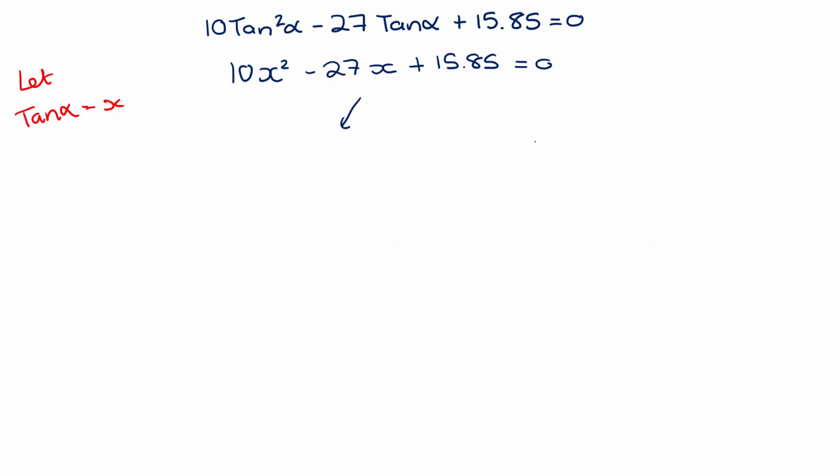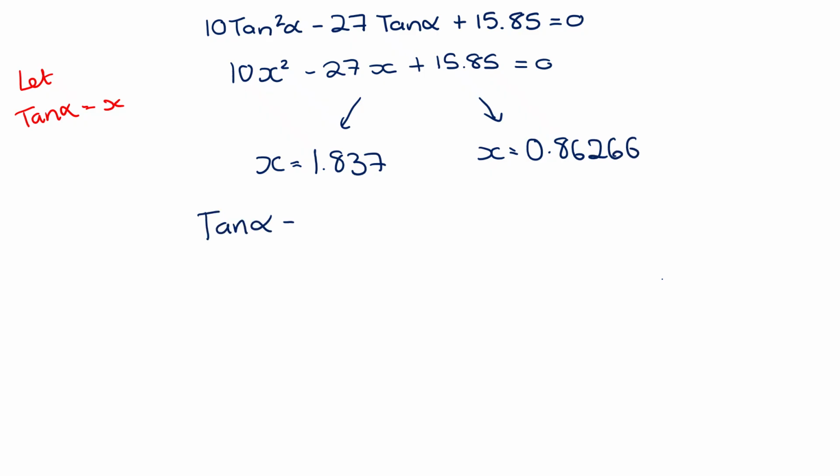So if we work this through with minus b, we get first answer 1.837, and then the second answer with the minus, 0.86266. That means you go back, substitution is 1.837. So our alpha, we're going to do tan inverse. Make sure you're in degrees.